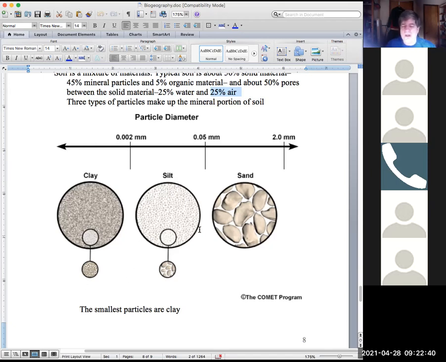Now, silt particles are a little bit bigger than clay. And because they're a little bit bigger, they drain water more quickly. The biggest of the 3 types of soil particles are sand. And notice this is giving you a rough idea of the difference in size. Sand particles are about 100 times bigger than clay particles. Now, because the particles are big, you can't pack them very closely together. And because you can't pack them very closely together, sand actually loses water very quickly.